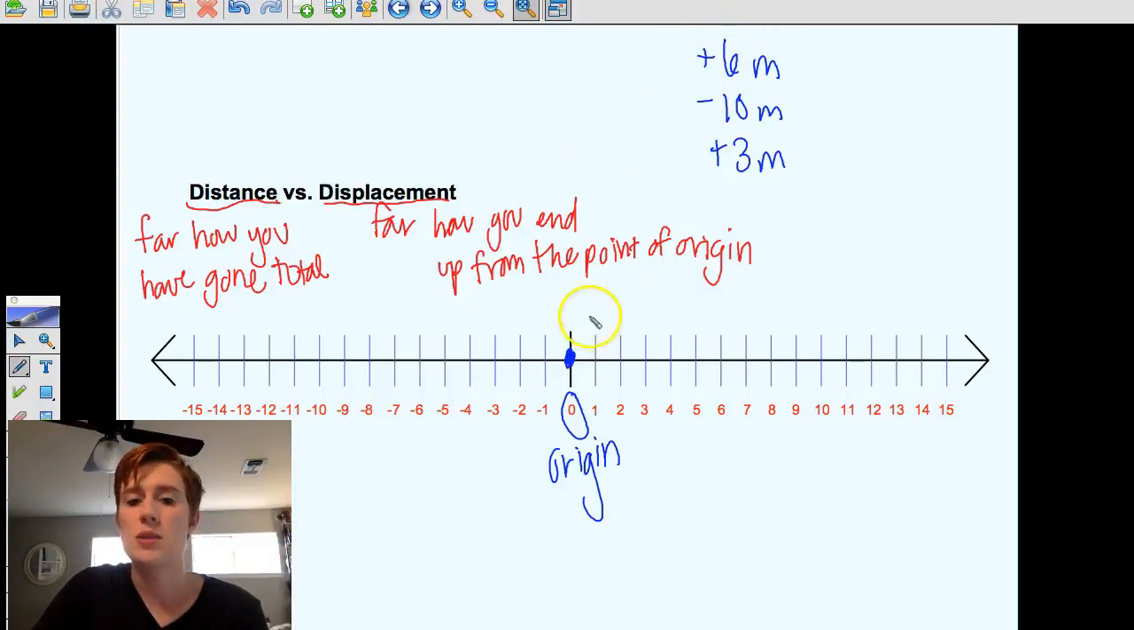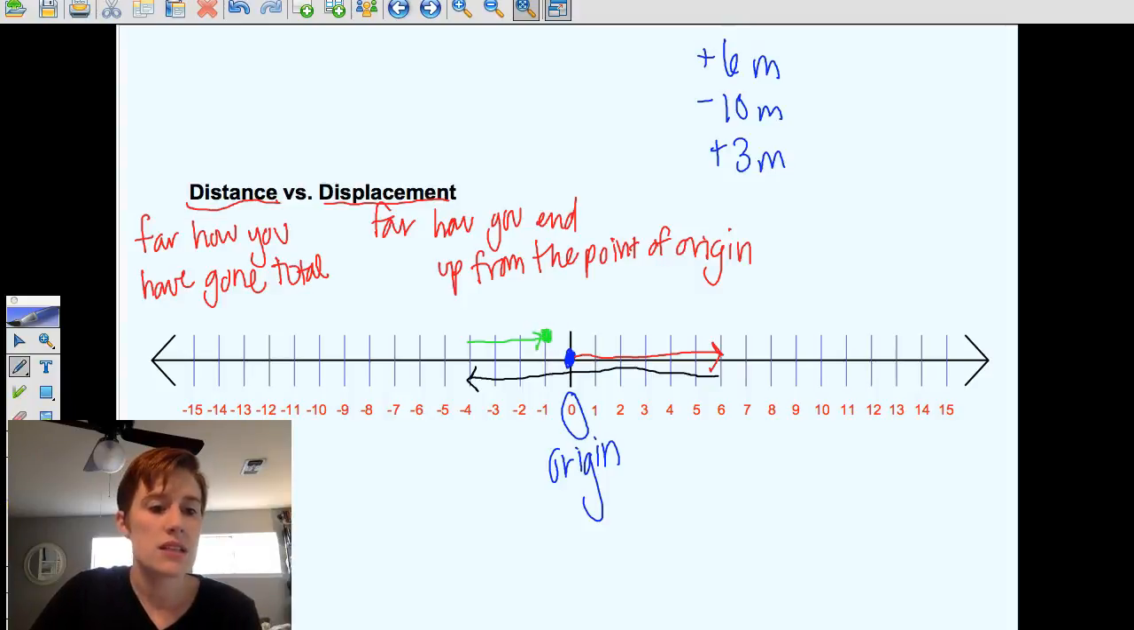I walked 6 meters in the positive direction. That means I walked all the way and I stopped right here. Then I walked 10 meters in the negative direction. So 10 meters in the negative direction would end right here, -4. And then I walked 3 more meters in the positive direction, so I end up right here.